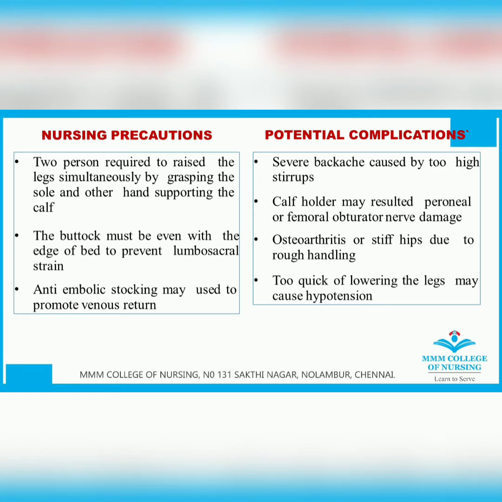Whereas the potential complications: severe backache caused by too high stirrups, and leg weight on the stirrup may result in peroneal or femoral nerve damage, and osteoarthritis or stiff hips due to rough handling, and too quick lowering of the legs may cause hypotension.